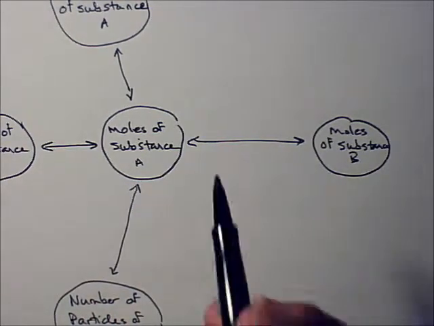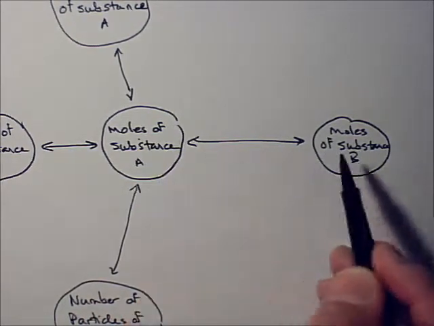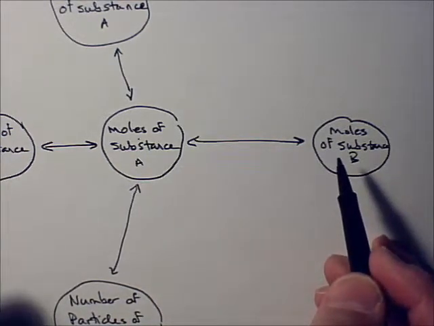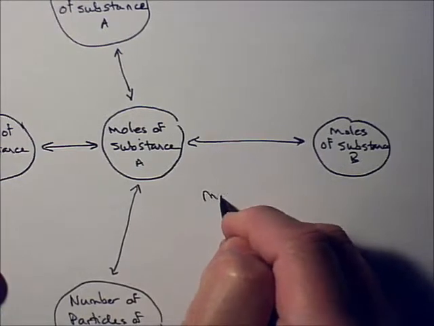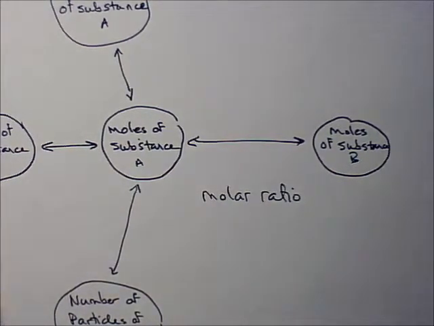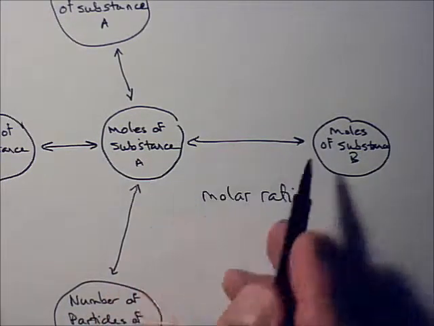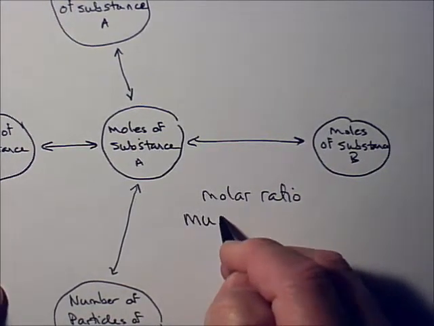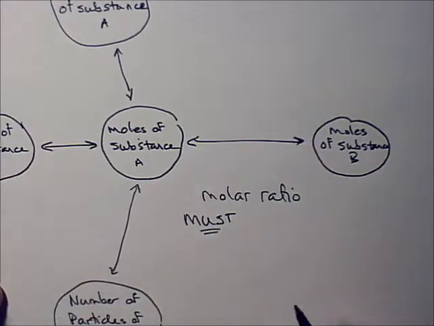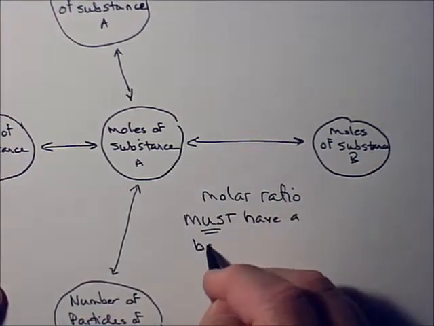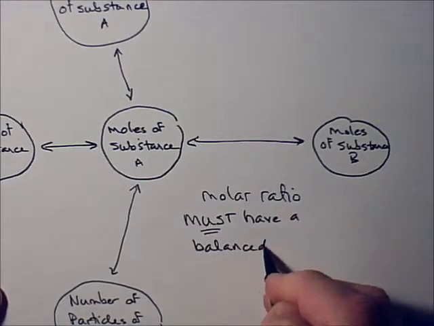But from this conversion right here, from moles of A to moles of B, we don't use a conversion unit. We use what's called a molar ratio. That's how we get from A to B. Molar ratio. And for molar ratios, you must, not optional, you must have a balanced chemical equation.